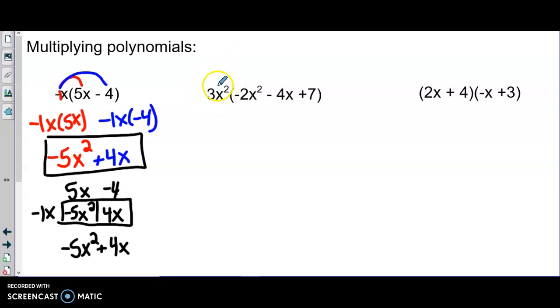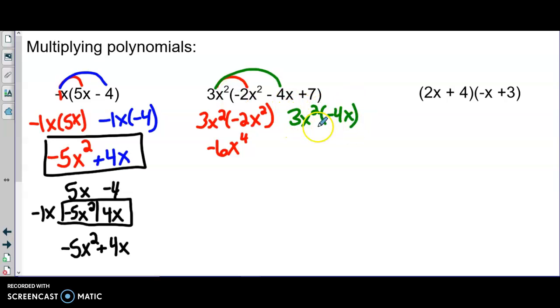So I'm going to take my 3x squared and I'm going to distribute it here. So 3x squared times negative 2x squared. 3 times negative 2 is negative 6. And then we end up with 4 x's because there's 2 x's here and 2 x's there. So that makes 4 x's. Then I'm going to distribute the 3x squared to the negative 4x. 3 times negative 4 is negative 12. And then we have 2 x's here and we have one more x here. So that becomes x to the third because 2 plus 1 is 3.